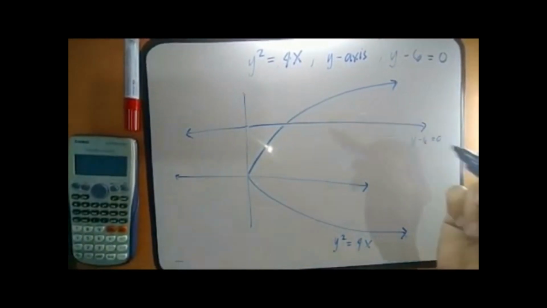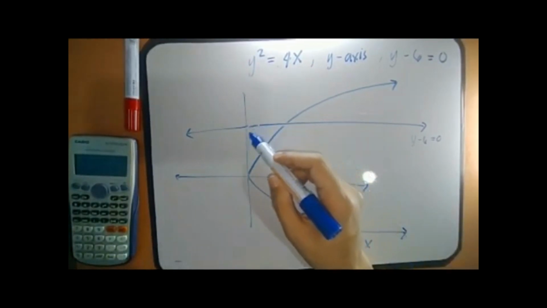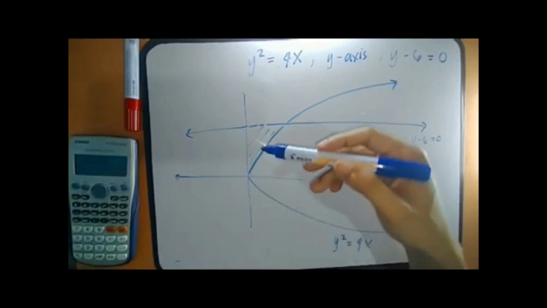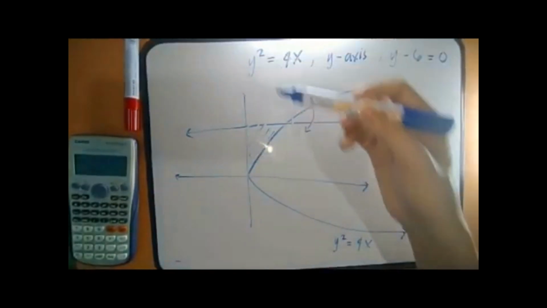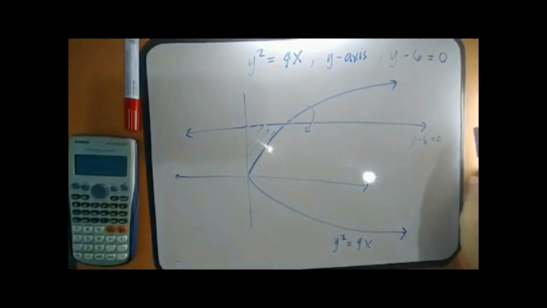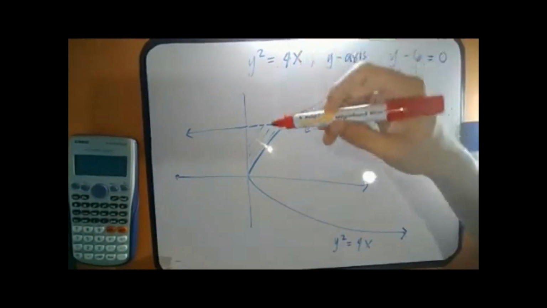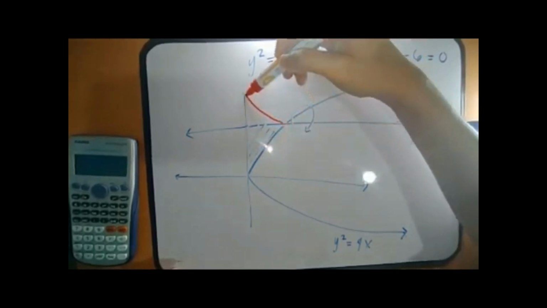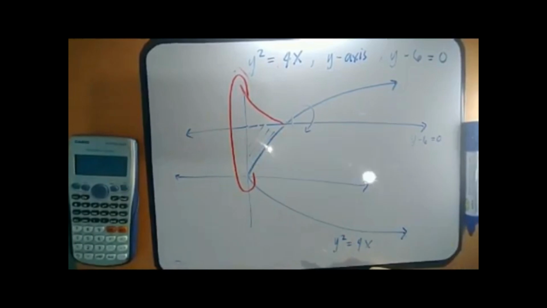We revolve the area bounded in the first quadrant. This is the area bounded in the first quadrant. We revolve this area about the line y minus 6 equals 0. The figure we will form, guys, is like a cone. It will become a cone. So that is the volume we will form.